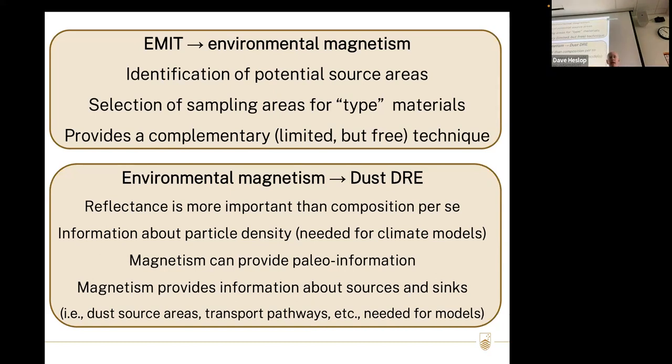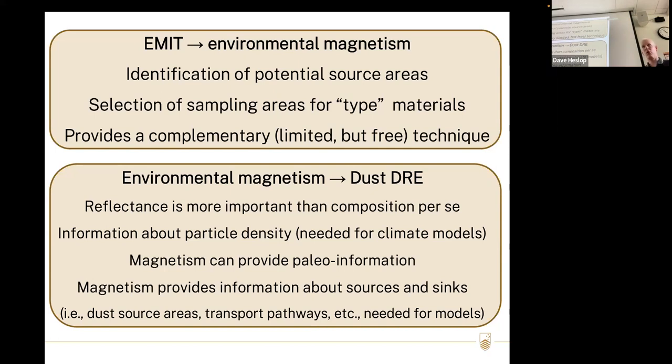This is probably the most crucial one. Magnetism can provide paleo information. So whether we're looking at marine sediment cores, whatever, we can actually go through and reconstruct hematite and goethite through time. And this is where we maybe need to think in a little bit of a different way than when we're looking at the Mediterranean example and hematite and goethite being used as tracers, but rather hematite and goethite are active players in the climate system.